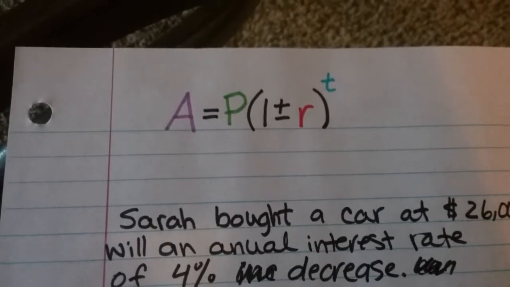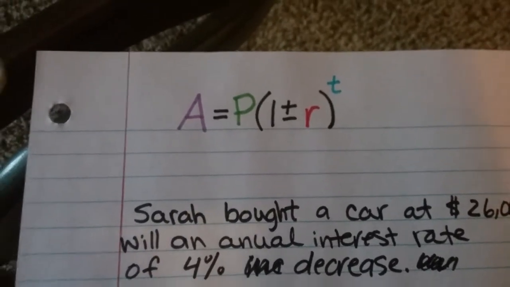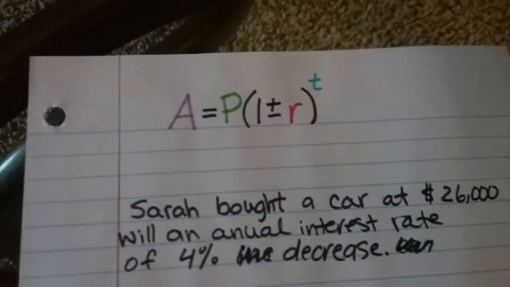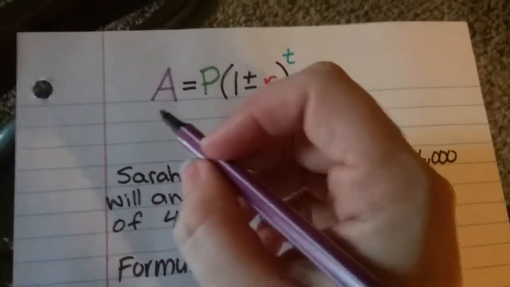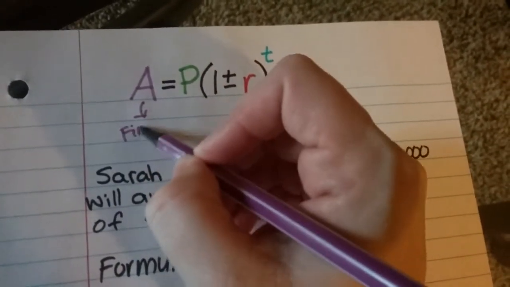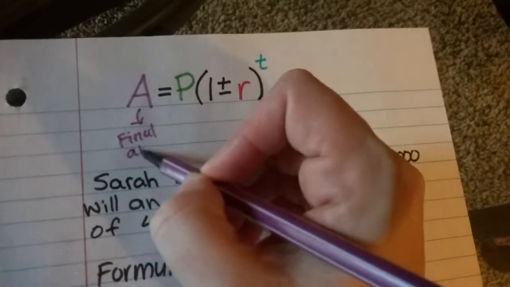All right, guys, you're going to do some exponential word problems today. This is the formula you're going to use each time. The A represents your final amount, so this is the answer that you're looking for each time.